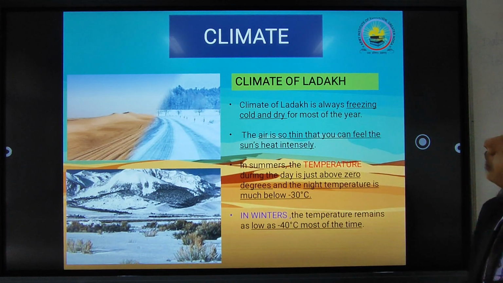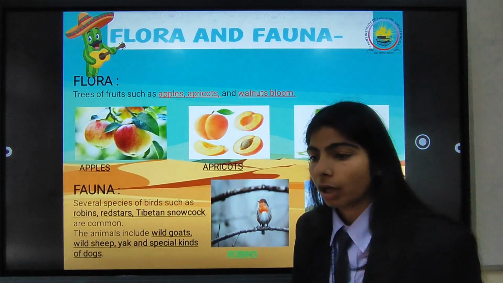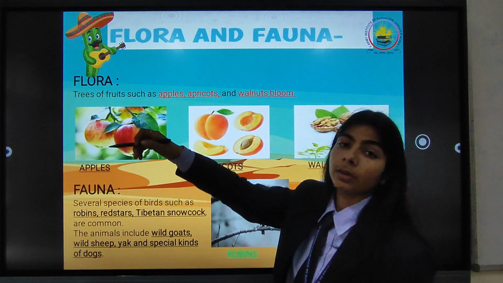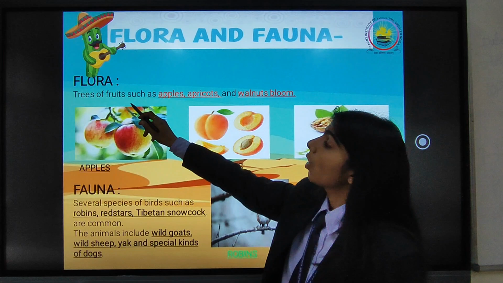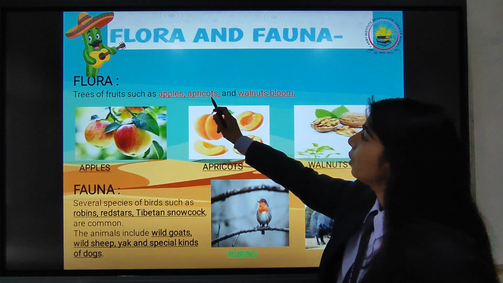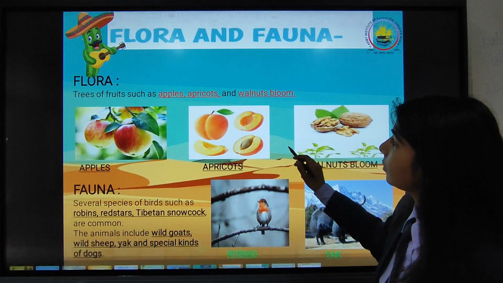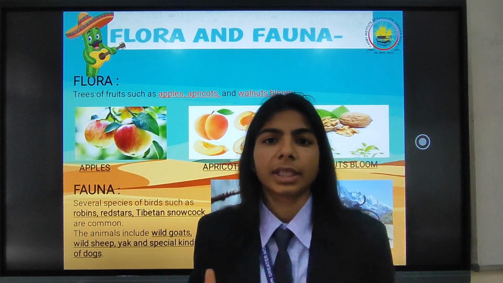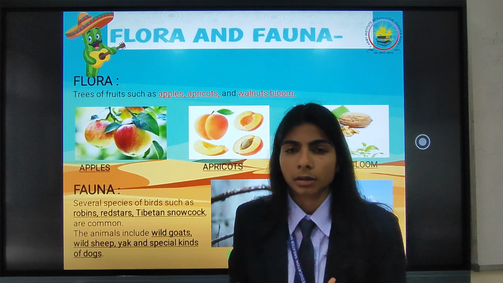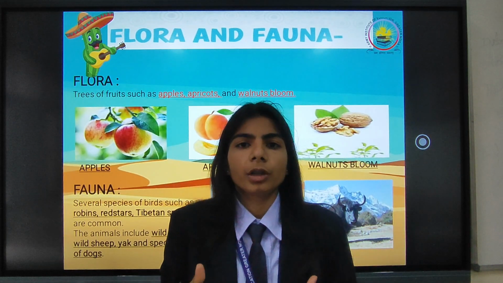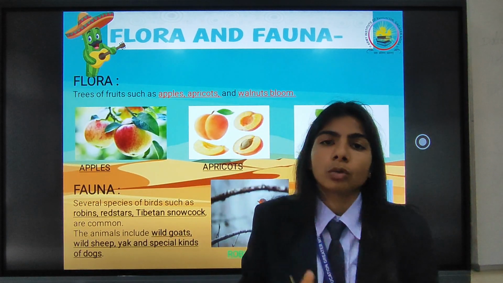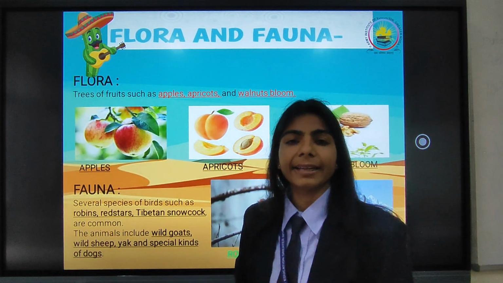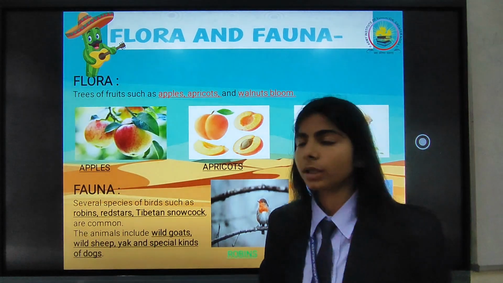Next we will learn about the flora and fauna. What types of plants and animals are there? So flora, first we will discuss plants. Trees of fruits such as apples, apricots and walnuts bloom there. In Ladakh, those plants that can survive in the cold climate and produce fruits in cold temperature are found there. These are the pictures, so you can easily identify what type of fruits can be there.